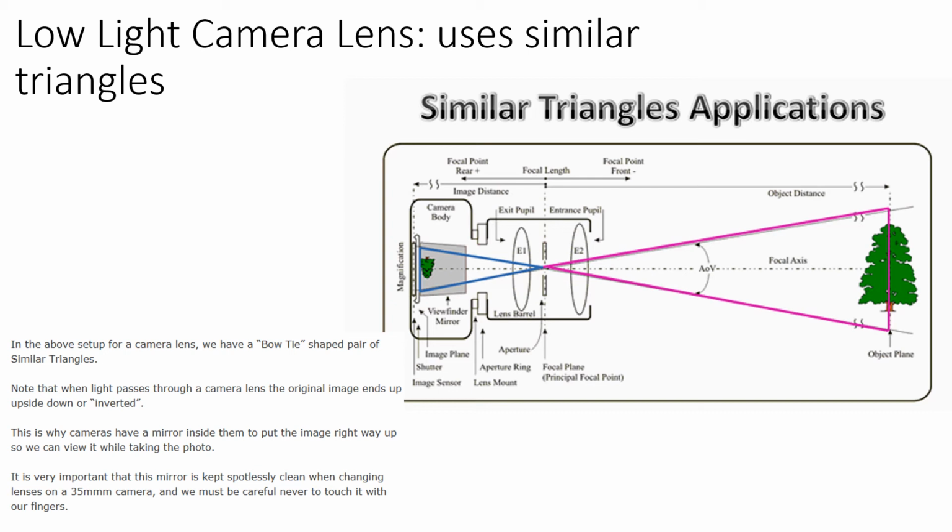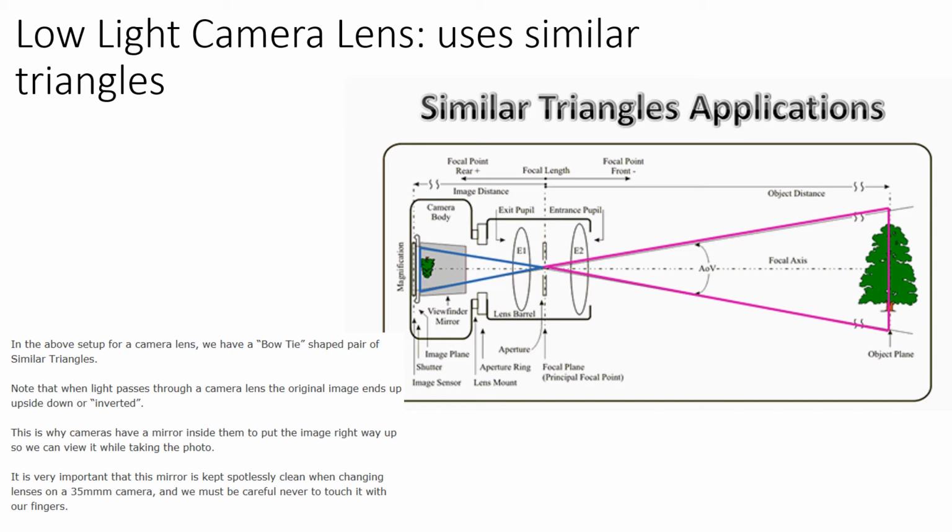Note that the light passes through a camera lens and the original image ends up upside down or inverted. This is why the camera has a mirror that then flips the image right side up so we can view it while we are taking the photo. It's very important that this mirror is kept spotless because when we're cleaning the lenses, we must be careful never to touch it with our fingers.